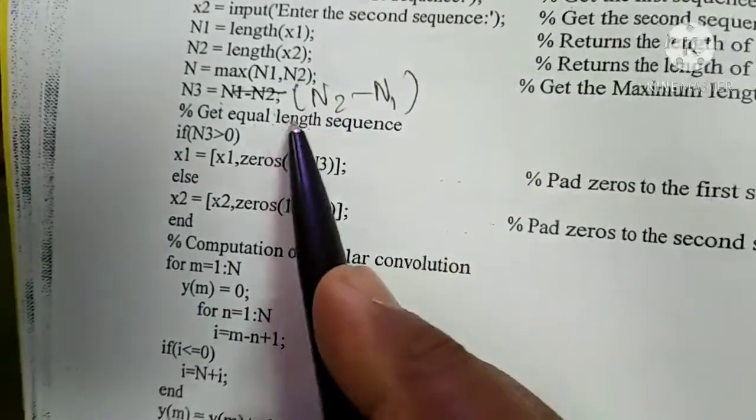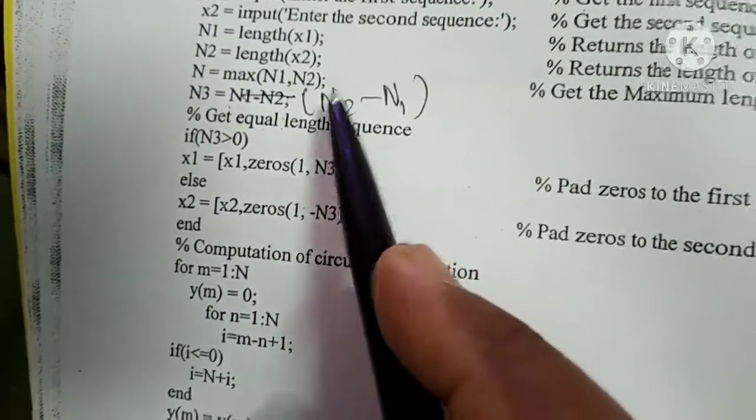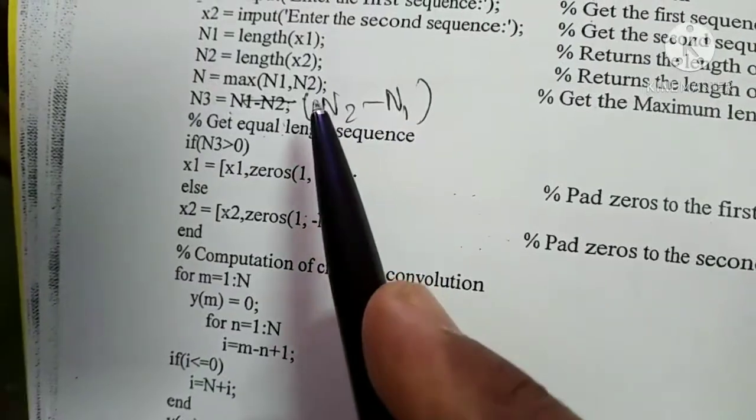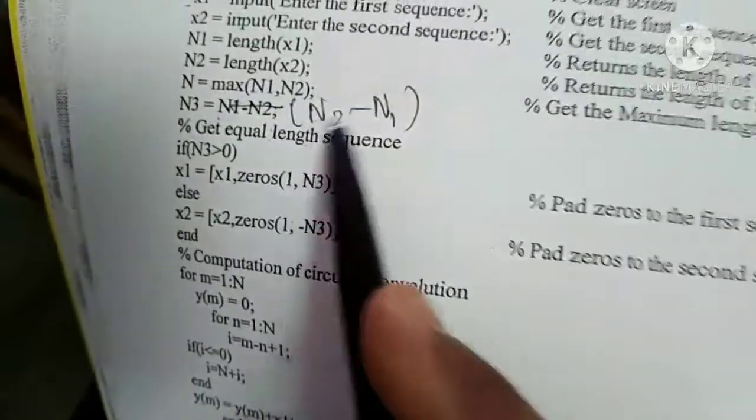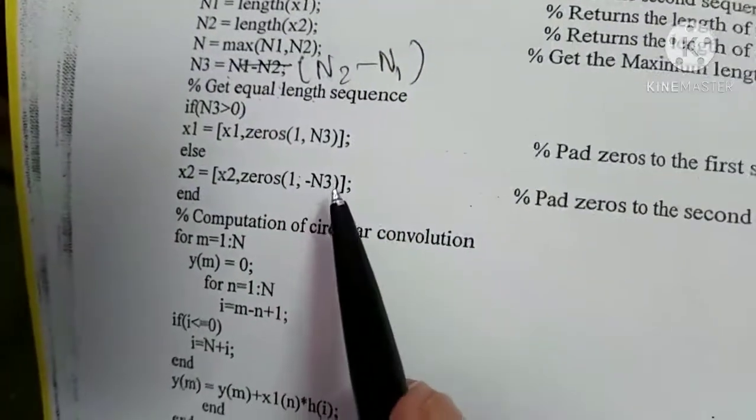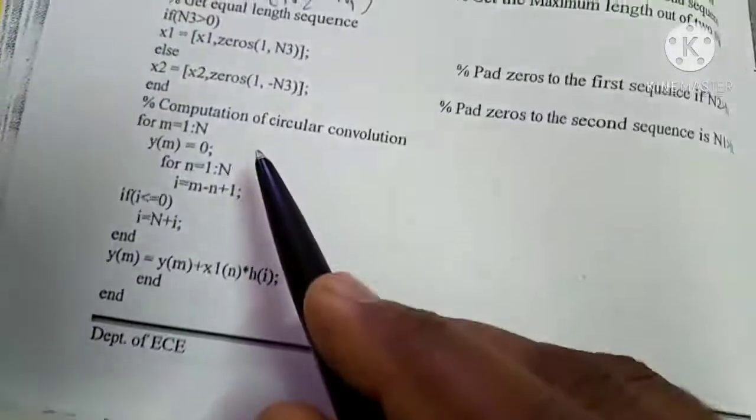If the length of the second sequence is lesser than the first sequence, then n3 will be negative. Negative of negative is positive. That's why we are adding 0 to the second sequence. Somehow we are making them equal. Afterwards we are using a formula.